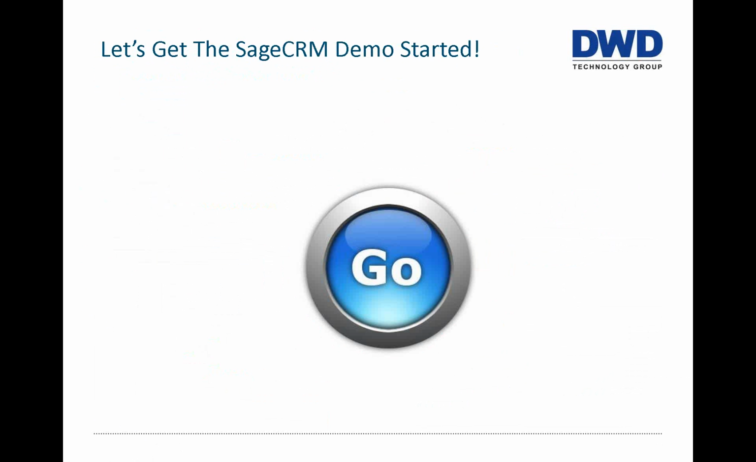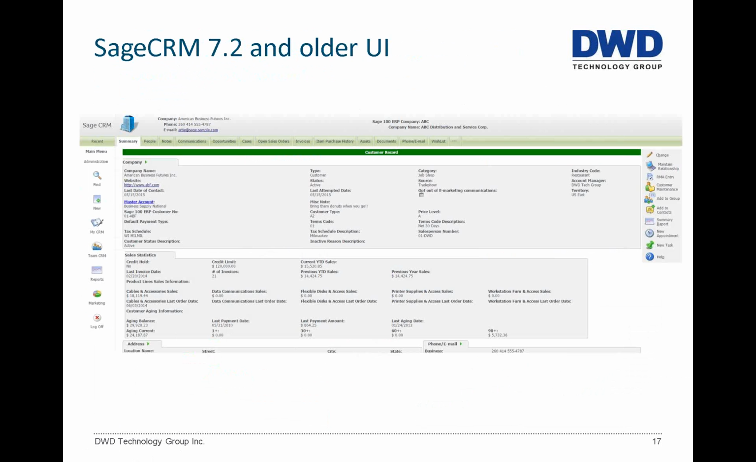So let's go ahead and look at the software. I wanted to show one last slide before we jump in because some of you maybe hadn't seen the user interface before Sage CRM 7.3. So I wanted to show what Sage CRM 7.2 and older looks like, with the tabs and the green navigation on the left. That will give you a baseline for what you're going to see here in a moment with Sage CRM 7.3.